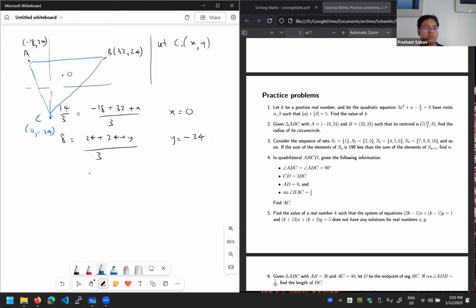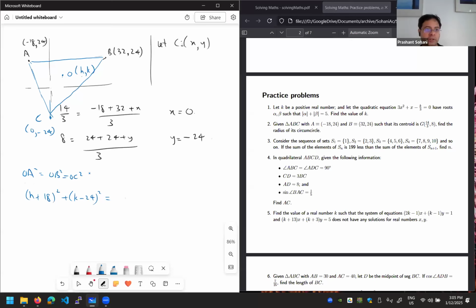Okay. So we want to find the circumcenter, which is equidistant from all of A, B, C. So if I call this coordinate h comma k, I want to find h and k such that O is equidistant from all three of A, B, C. If I just write a distance formula, I want OA square is equal to OB square is equal to OC square. That is the distance which I am interested in. So if I write the expression of OA square, that will be simply h plus 18 square plus k minus 24 square is equal to OB square.